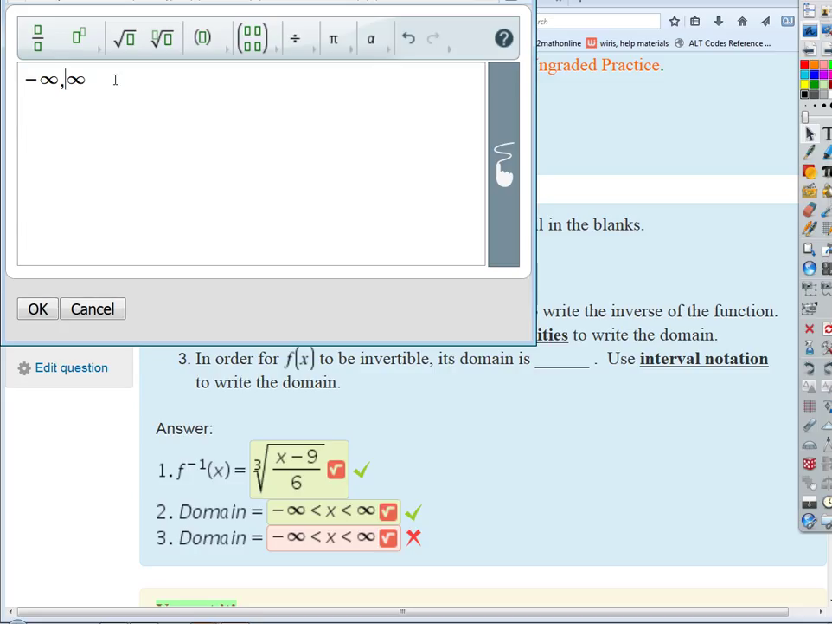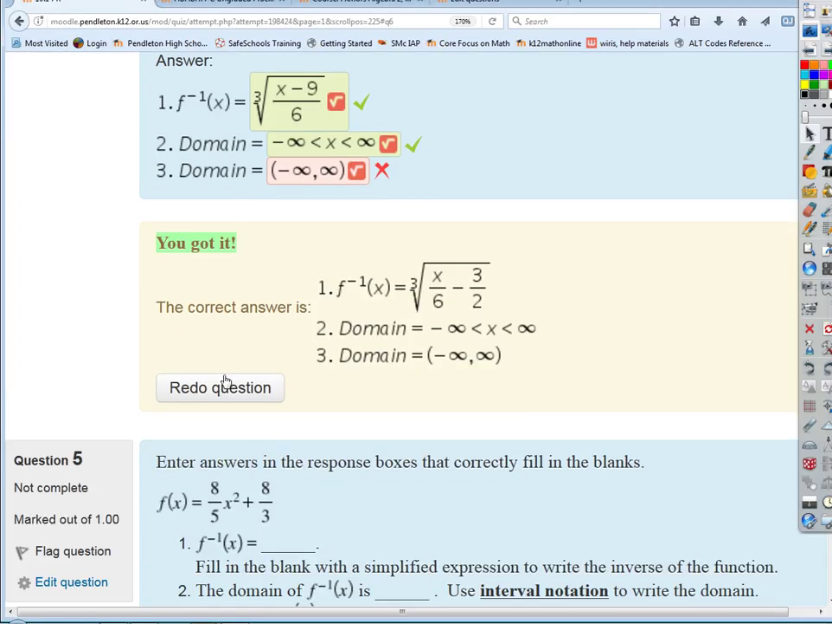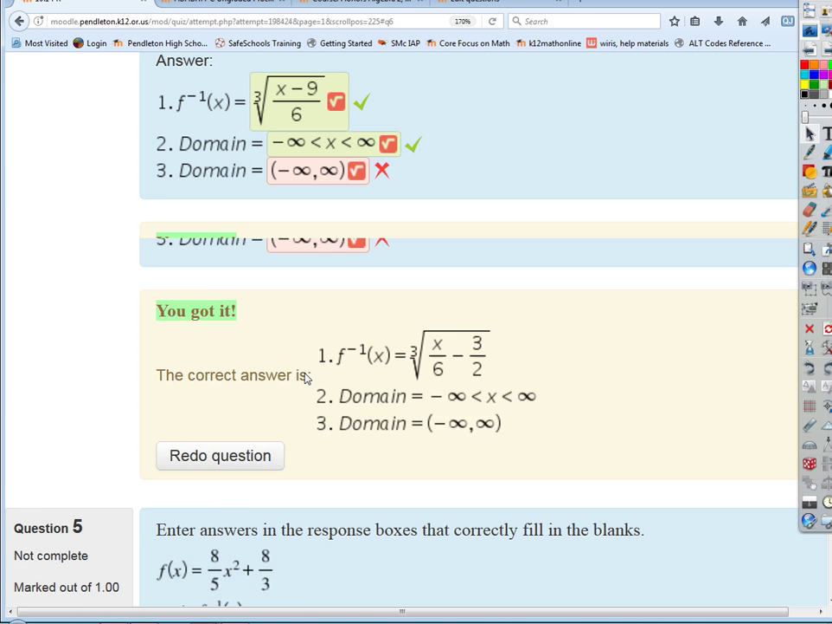Okay, what am I going to use, brackets or parentheses? I've got to use parentheses. How come? It's not equal to. Good, because infinity is not a number. You can never equal it. Good. That's right, that's the right answer.